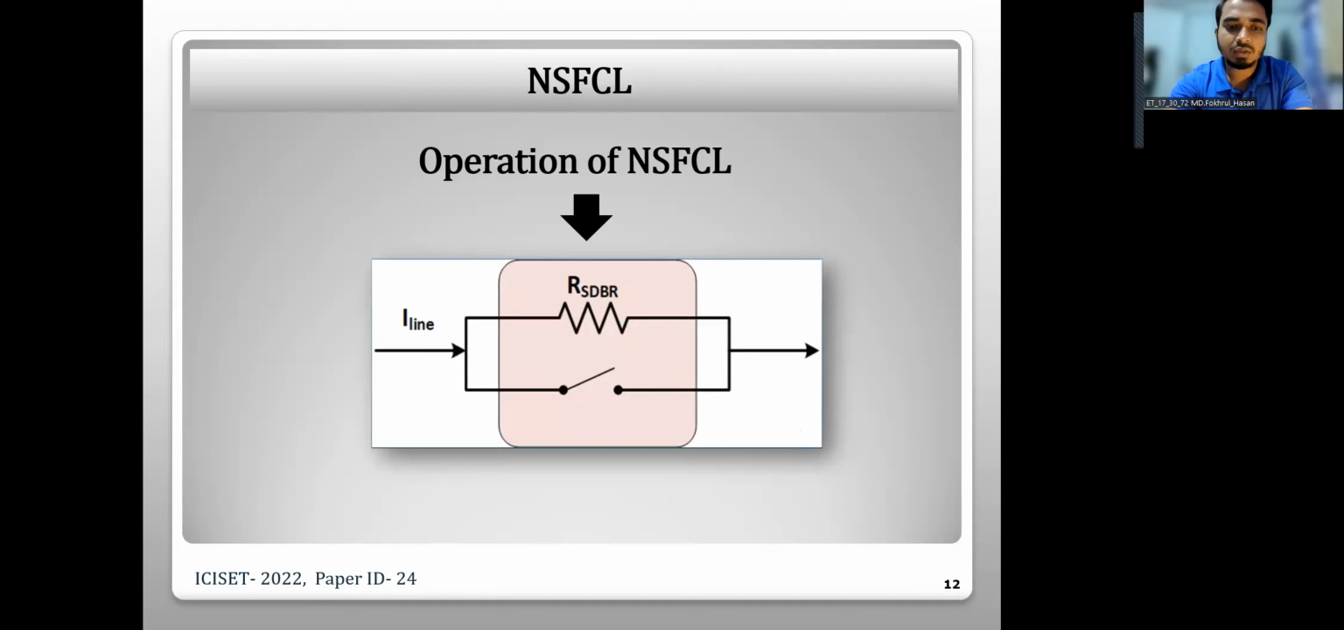This slide shows the construction of NSFCL, which is exactly an SDBR that we have used in our system. Under normal operating conditions, the current flows through the short path of the SDBR. When a fault occurs in the grid side, our designed fault sensing device sends a gate pulse to the SDBR. Then the short path becomes open and the current flows through the resistor, and thus it reduces the high magnitude of fault current.